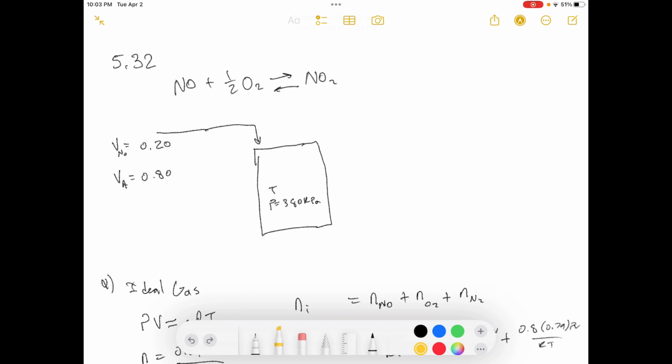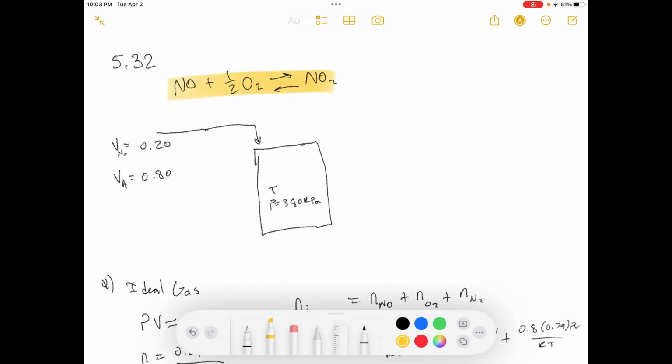Anyway, let me get to this problem. The oxidation of nitric oxide is NO plus 1/2 O2 going to NO2. It takes place in an isothermal batch reactor. That means the temperature is constant. The reactor is charged with a mixture of 20 volume percent nitrogen oxide and the balance air at an initial pressure of 380 kilopascals absolute.